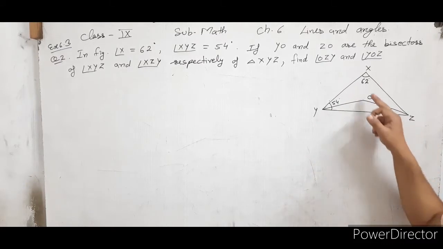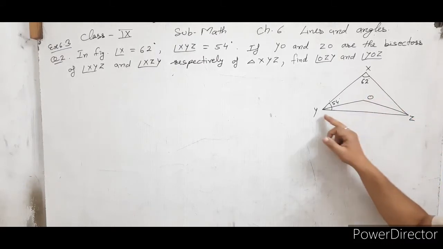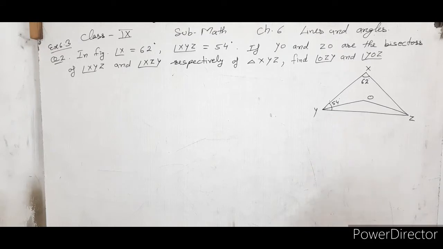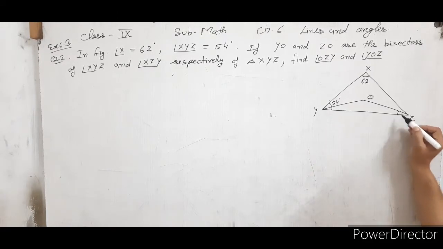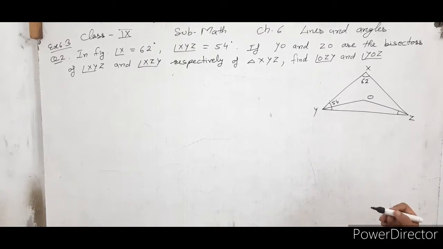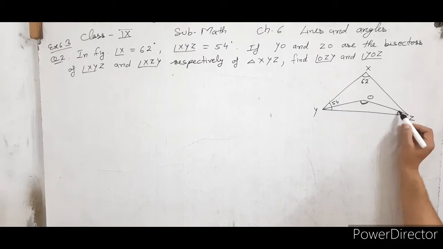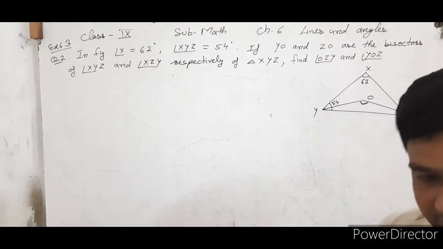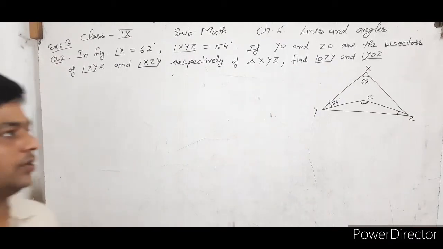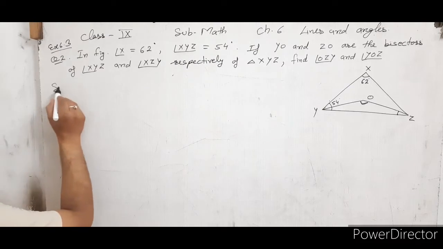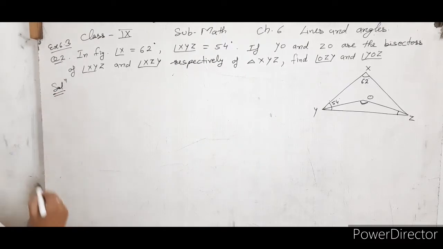Then find angle OZY, that means this angle, and also find angle YOZ, that means these two angles we have to calculate. To find the two angles, first of all, solution.